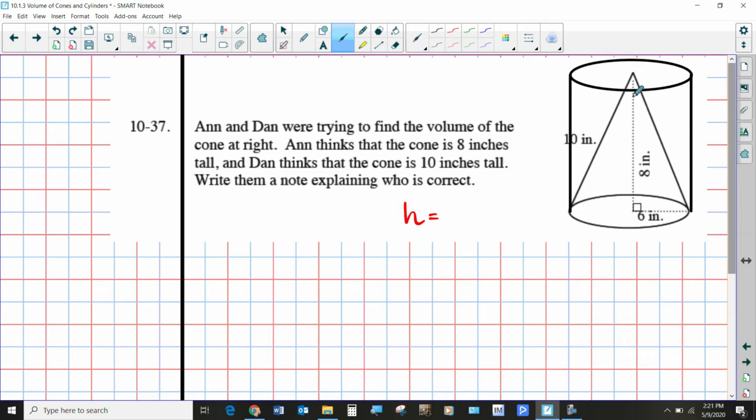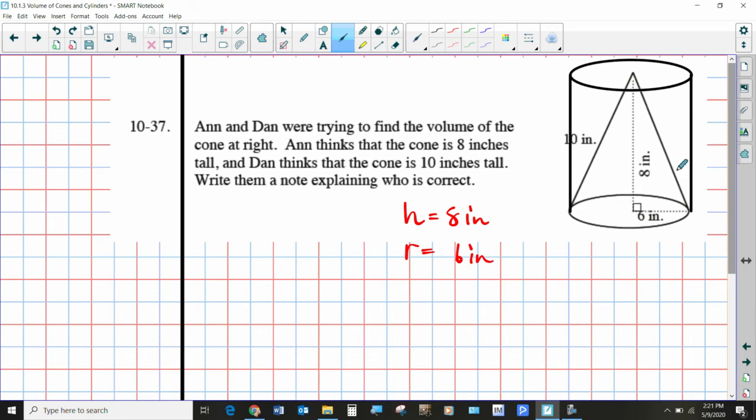This is the height that we need. The height of the cylinder is the distance between the top and the bottom, perpendicular to both of those bases. So it looks like the height is 8 inches and the radius is 6 inches.